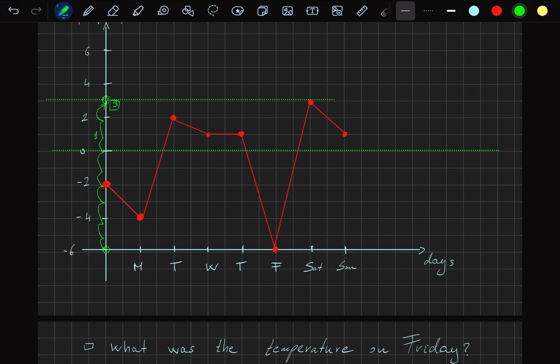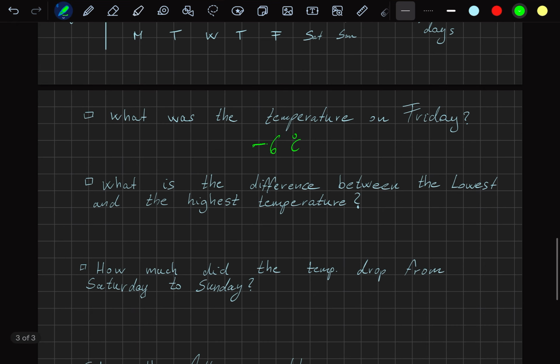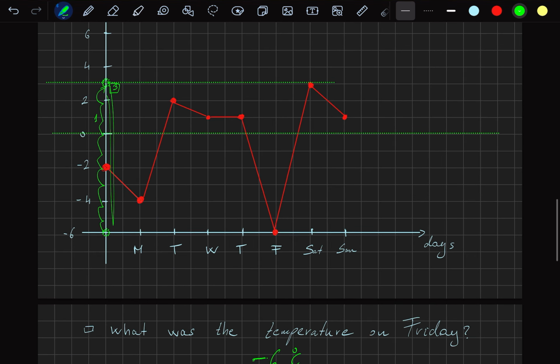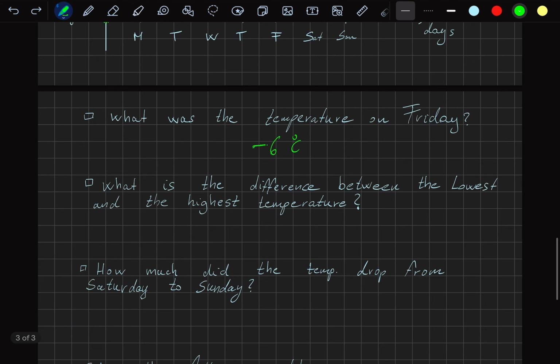Or if you just write -9, it will also be correct, because then we go down from the 3. But I prefer to use what is the distance between these two, and it's a positive number, so it's 9 degrees Celsius. But if you write just negative, it's also correct.